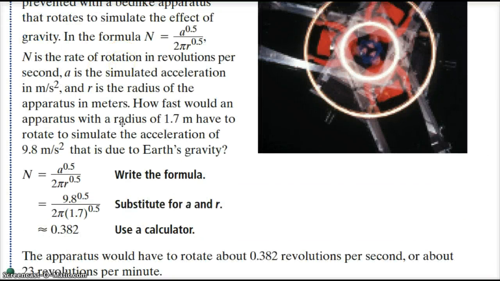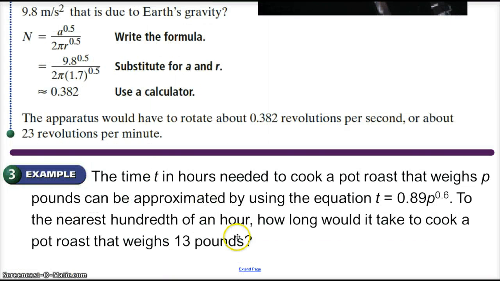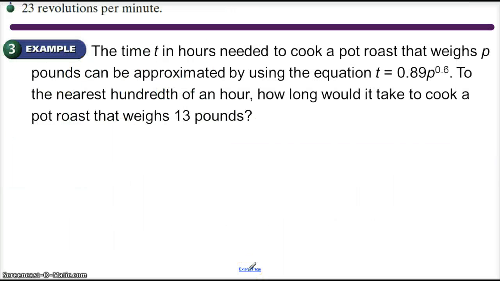Okay, final question that we're looking at with today's problem, the first part of it, is the word problem, real world application. The time t in hours needed to cook a pot roast that weighs p pounds can be approximated by using the equation t equals 0.89 p to the 0.6, to the nearest hundredth of an hour. How long would it take to cook a pot roast that weighs 13 pounds?